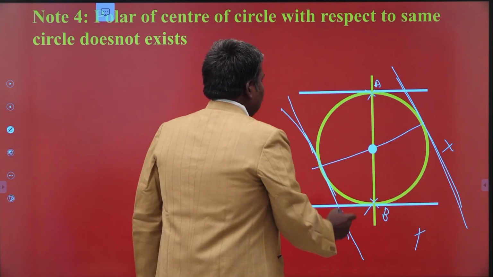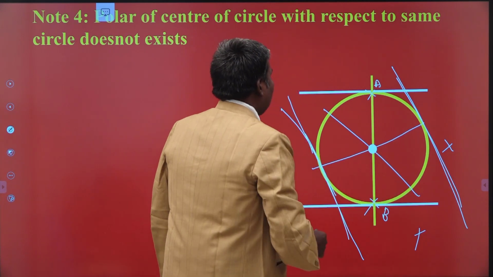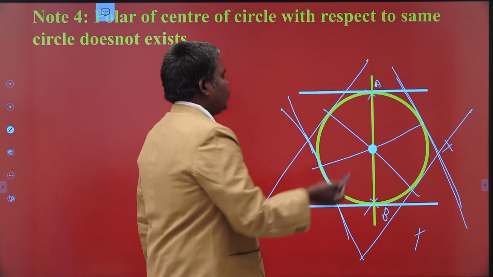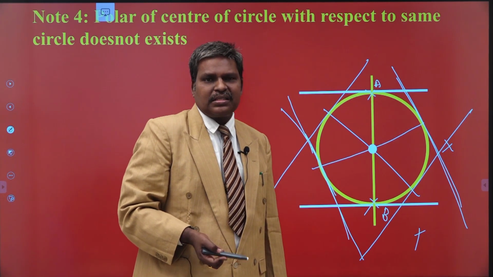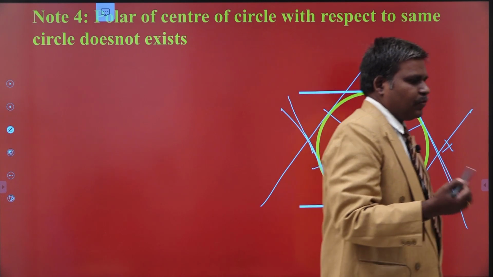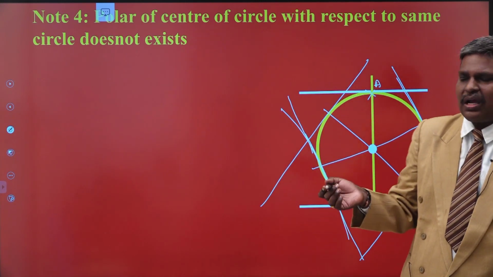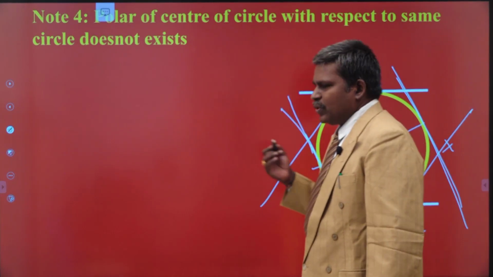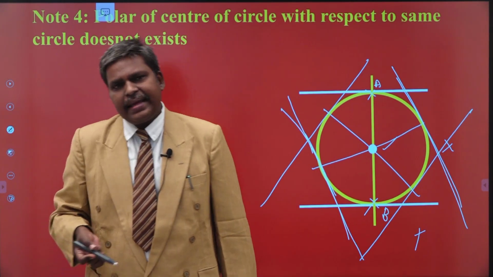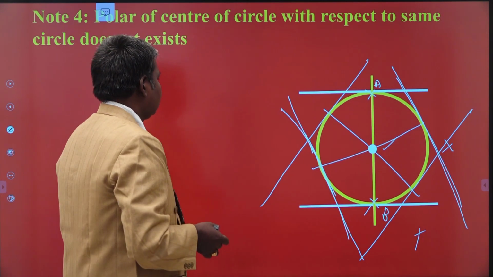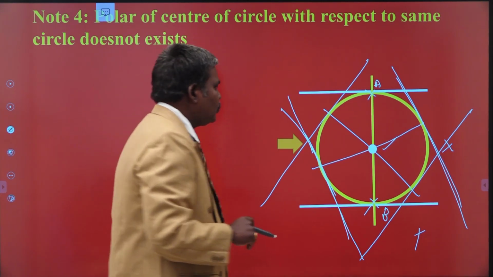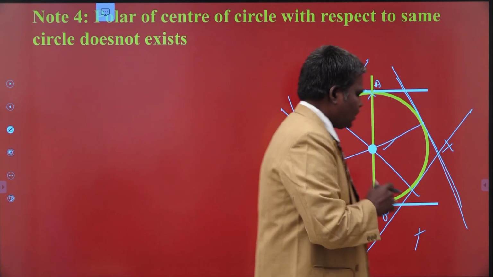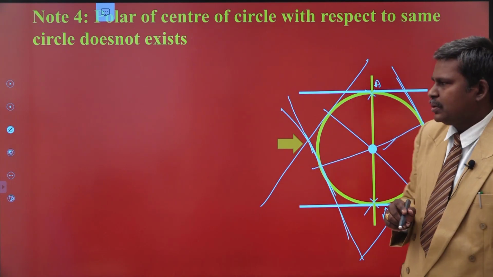They do not intersect. You may take another chord. You draw the tangents at their extremities. They are also parallel. So you have an infinite number of pairs of parallel lines. They do not intersect each other. Therefore, there is no point of intersection, no polar with respect to the center of the circle. So, the polar of the center of a circle with respect to the same circle does not exist. Understand? This is the way to show that the polar of the center of a circle with respect to the same circle does not exist. This is the corresponding diagram to this note.